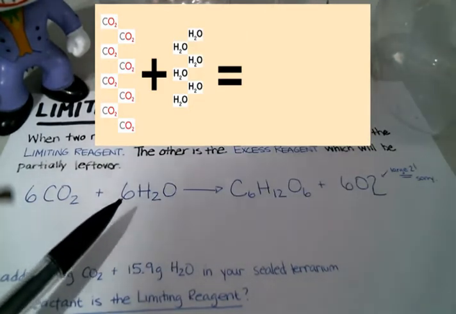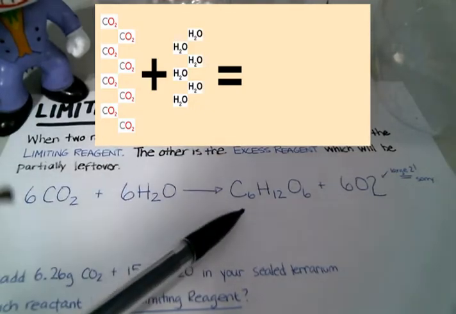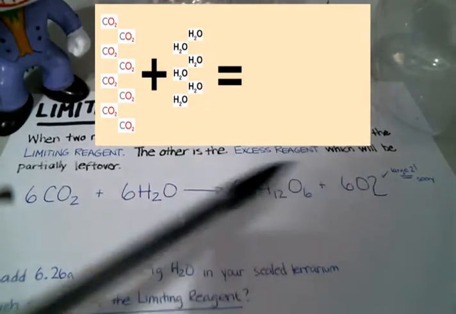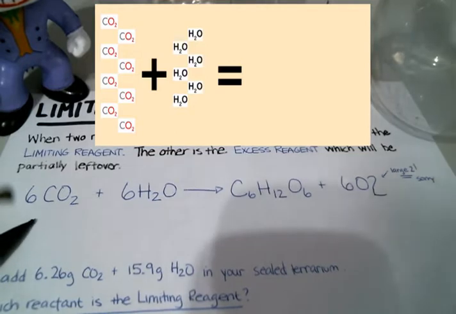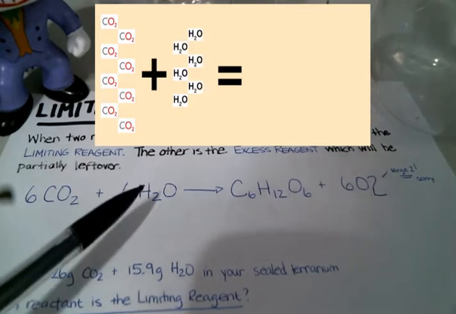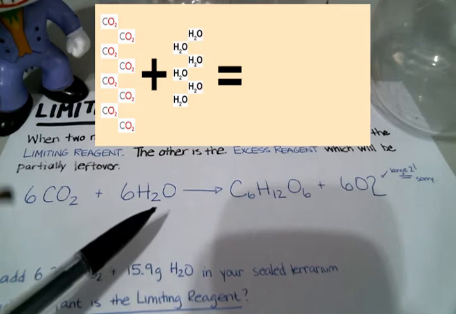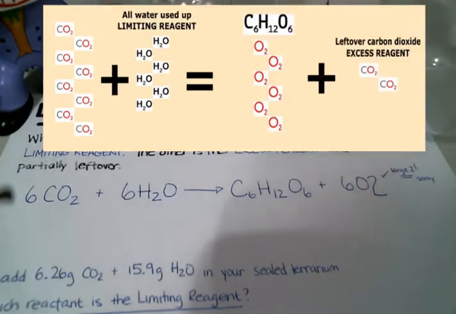exact number of moles. So if I wanted to create a mole of glucose and 6 moles of oxygen, I would need exactly 6 moles of carbon dioxide and exactly 6 moles of water. But in real life, it's very difficult to get exactly those amounts. One of those two is going to run out first.